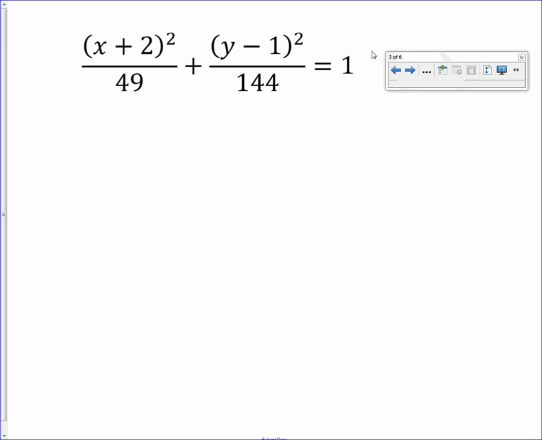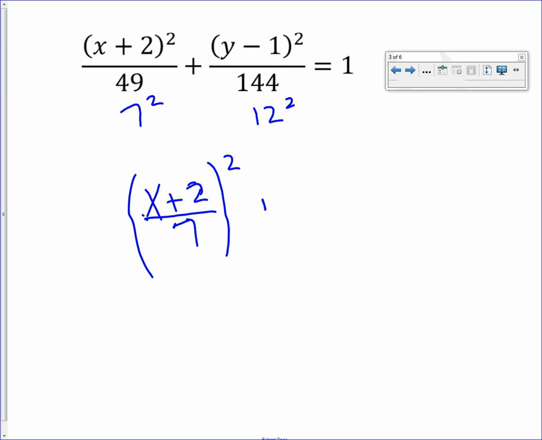So I want you to take a look at this equation. It happens to be of an ellipse. And I'm just going to tweak the equation a little bit. We know that the denominator of the x term is 7 squared and the y term is 12 squared. So because both the numerator and the denominator are squared, I want to write the fraction like that. I actually don't need those parentheses in the numerator. And I can put the square outside the fraction. I can do the same thing for the second fraction. So that's another way of expressing that same conic equation.